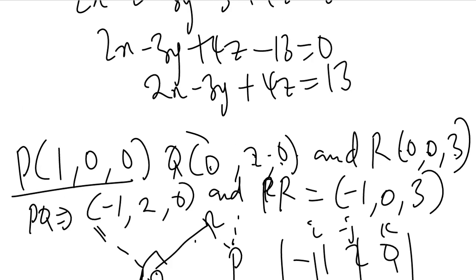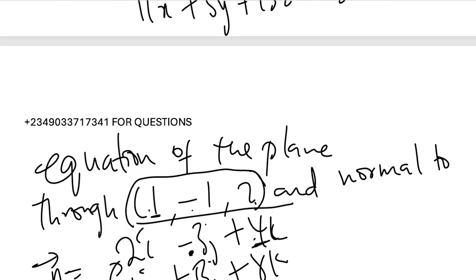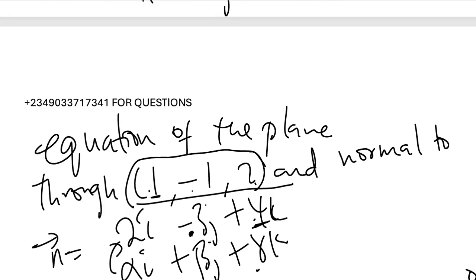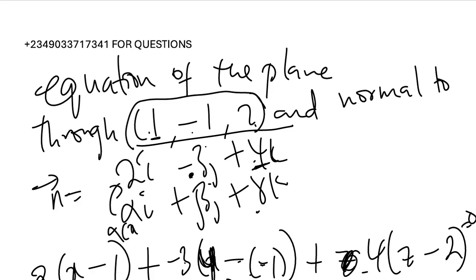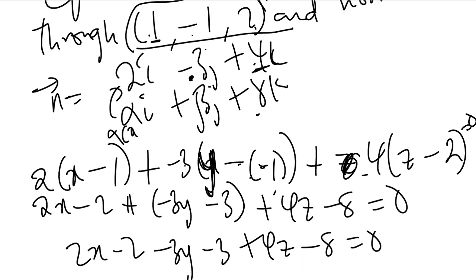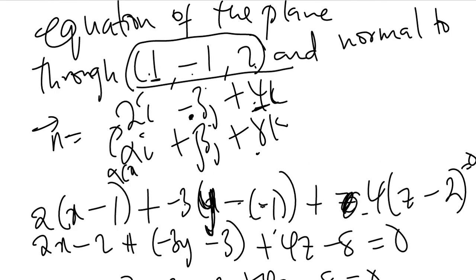Or you'll be given the normal. In the case of the second question I solved, you'll be given the normal, just like this question that said the equation of the plane through 1, negative 1, 2, and you're given the normal, right? 2i negative 3j plus 4k. That gives us our alpha, beta, and gamma. Then into x, and then the point is given to you, x minus 1, y minus minus 1, and z minus 2, and that's the equation, right?